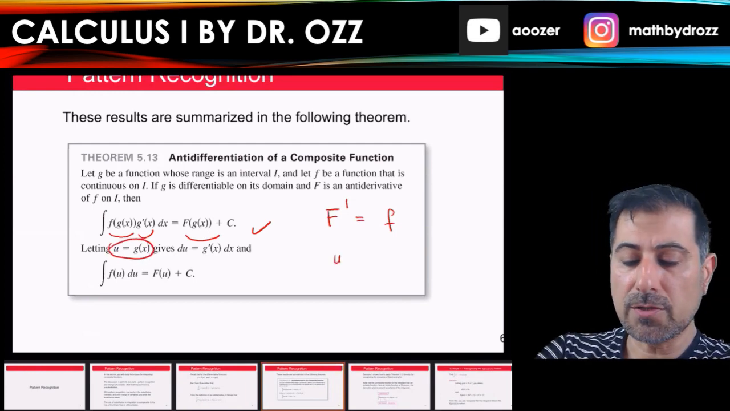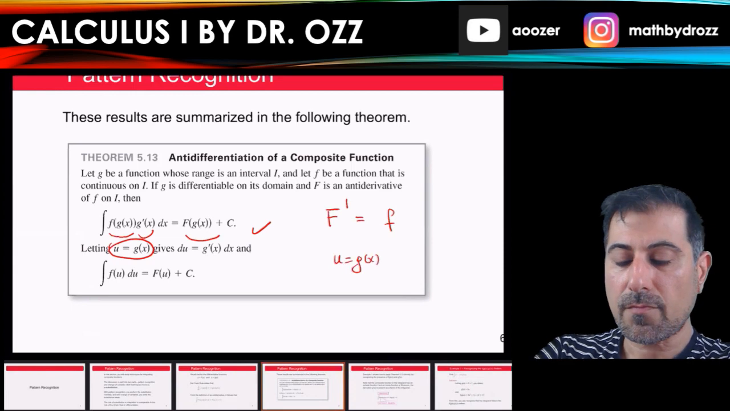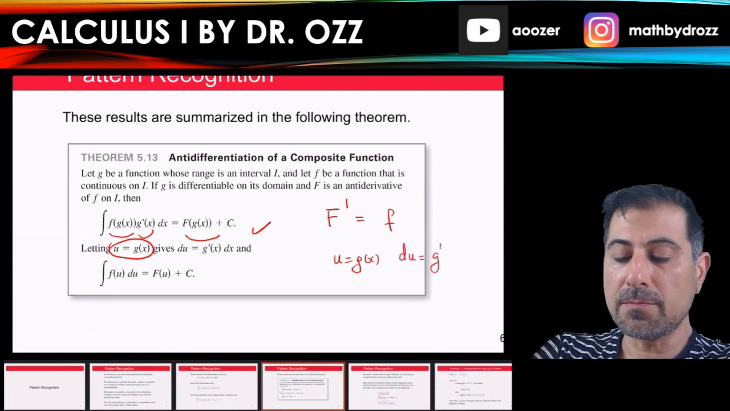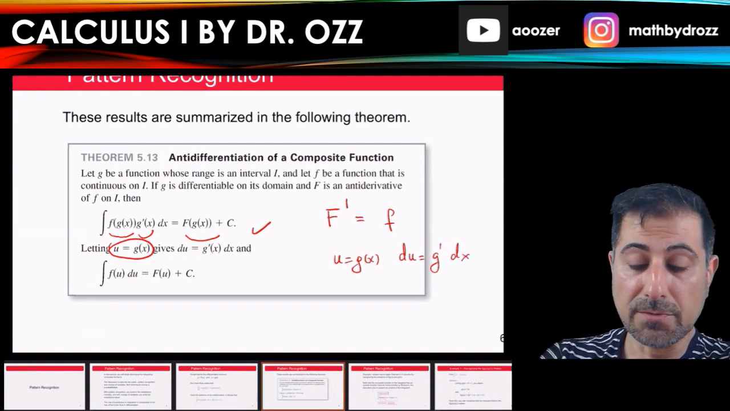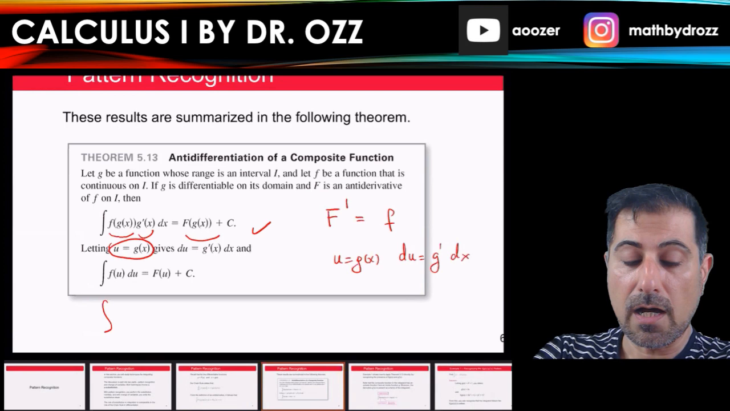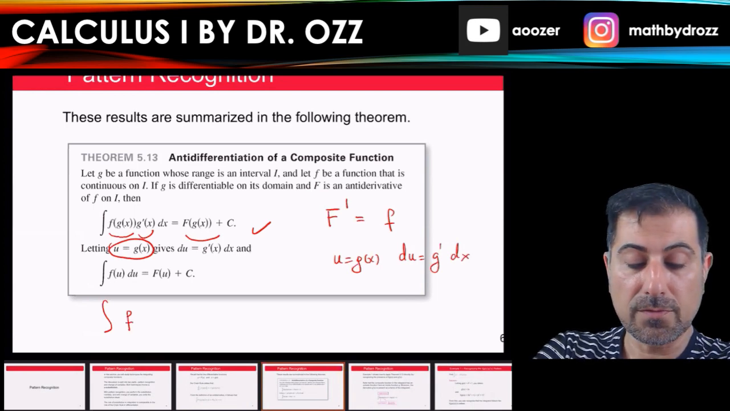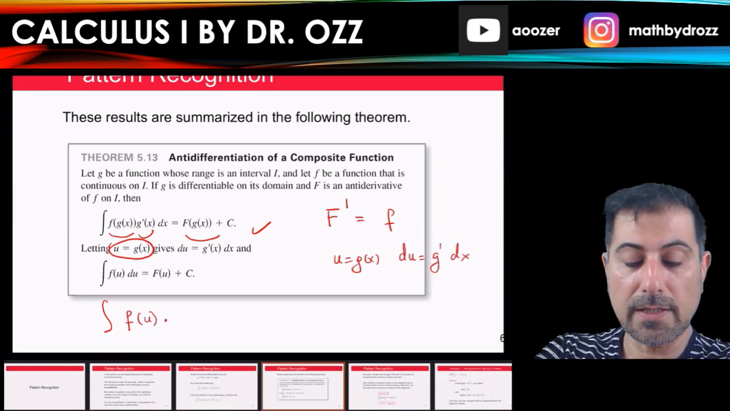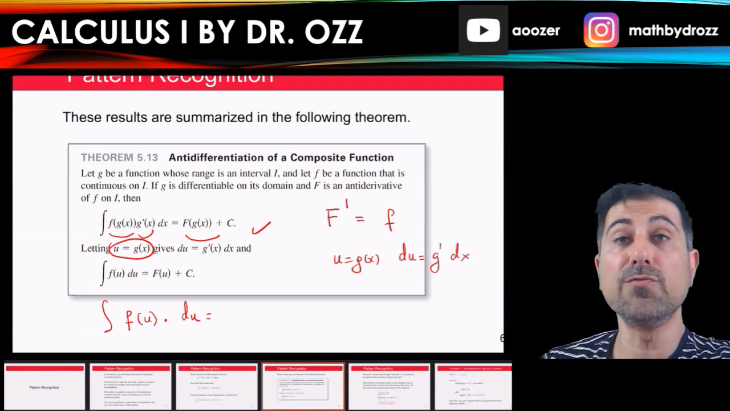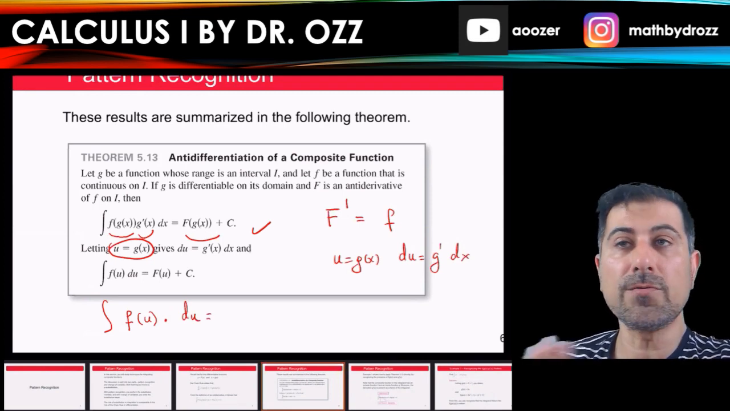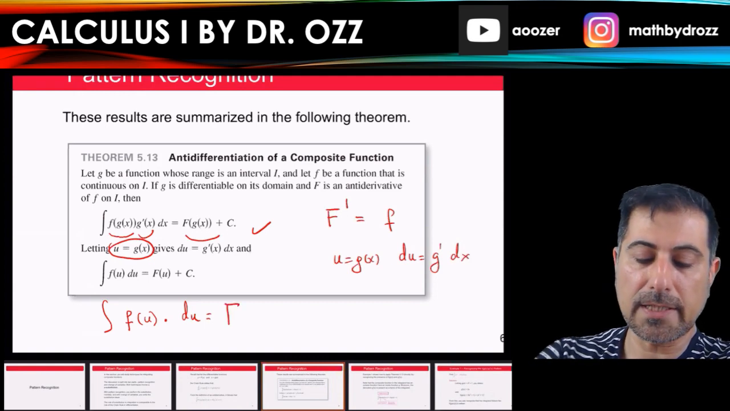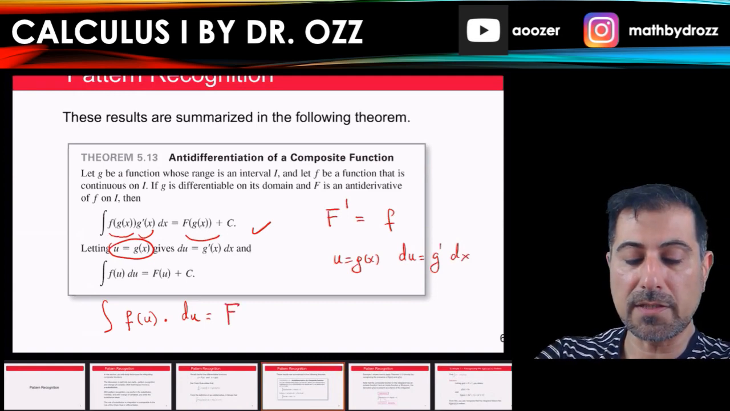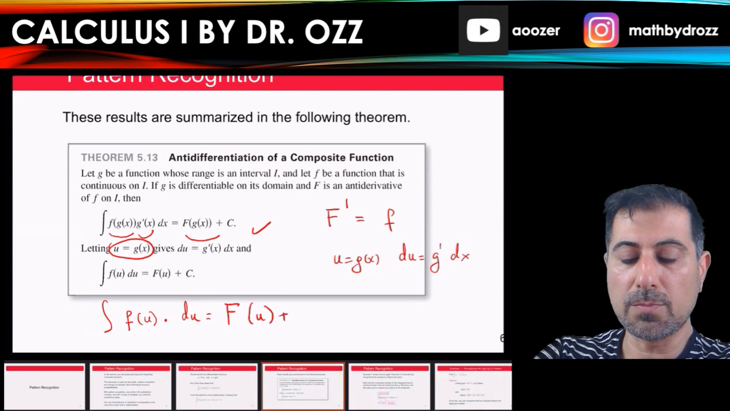So when you say u equals g of x, we'll look at the differential of u to be g prime dx, right? G prime of x dx. Here we go. I can rewrite this integral as f of u times du with this new variable. And if I know the antiderivative of little f, let's say I know capital F, the result is going to be capital F of u plus c.